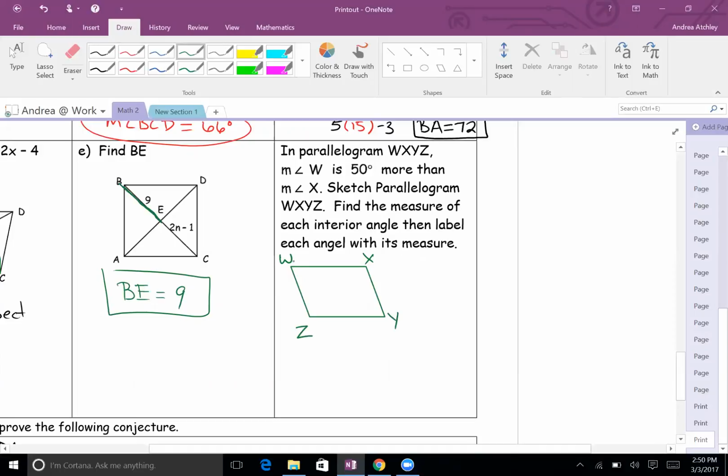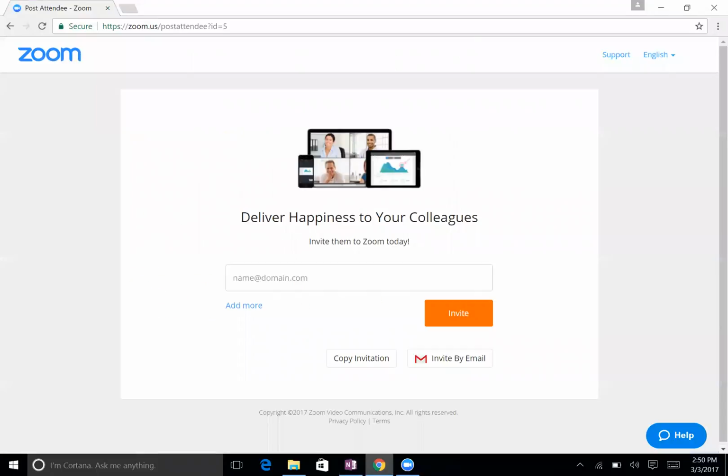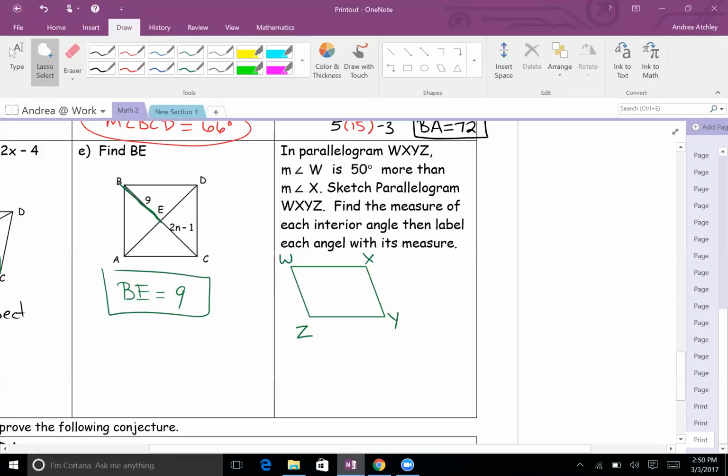Remember, they have to go in a particular pattern. So if you start here, the next one has to be X, Y, Z. Or you can go the other way and get W, X, Y, Z that way. They have to go in order.